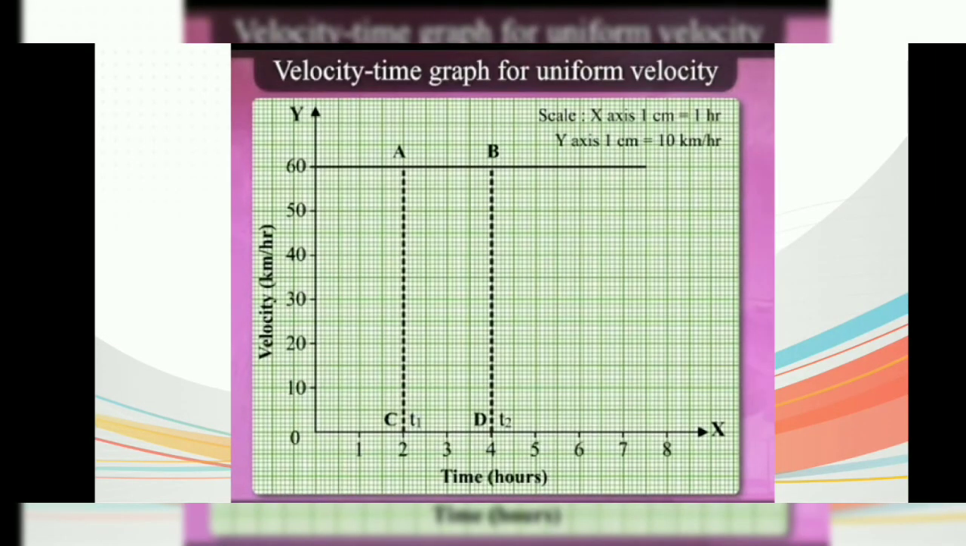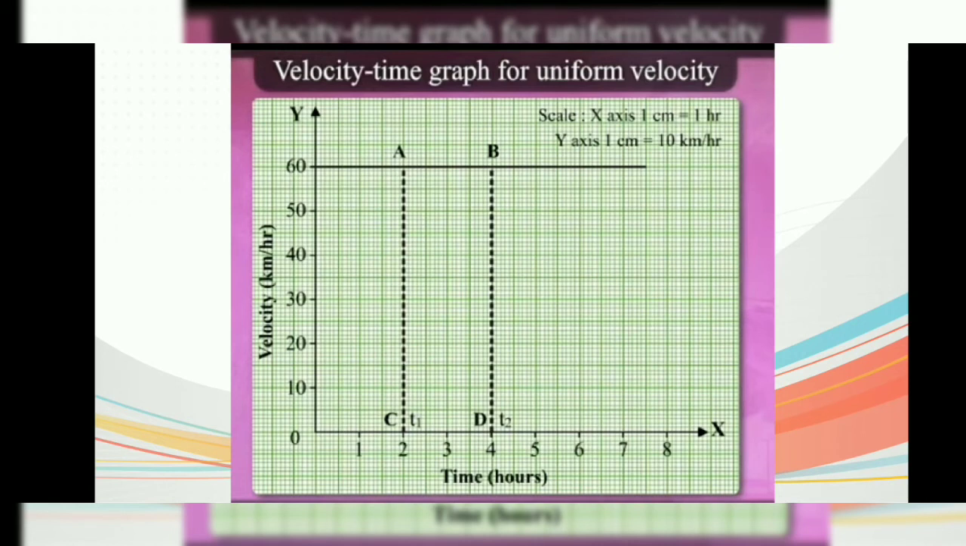So, here we have the x-axis, which is time in hours, and on the y-axis we have velocity in kilometers per hour. The scale for the x-axis is 1 centimeter equals 1 hour, and for the y-axis 1 centimeter is equal to 10 kilometers per hour. We have plotted the graph for 2 hours. So, what is the distance? 60, right? And after 4 hours, it's at point B.